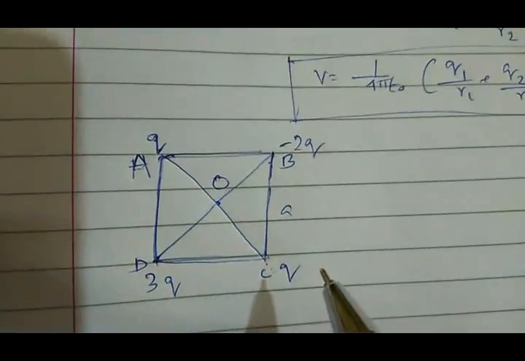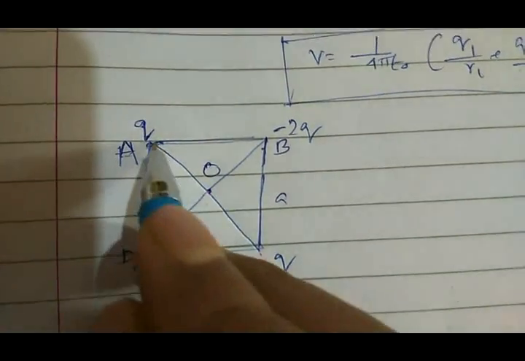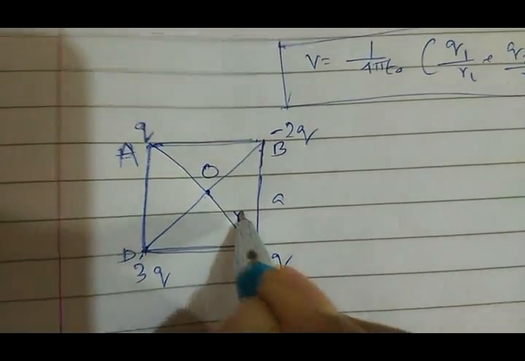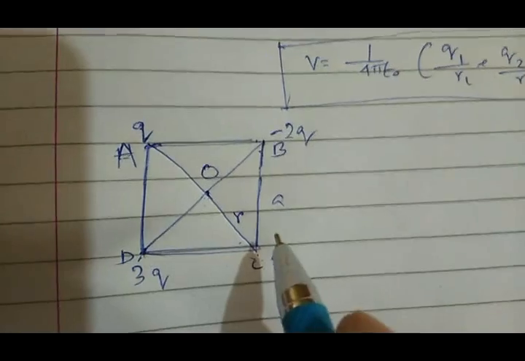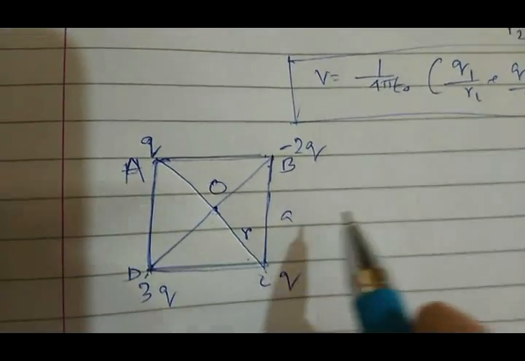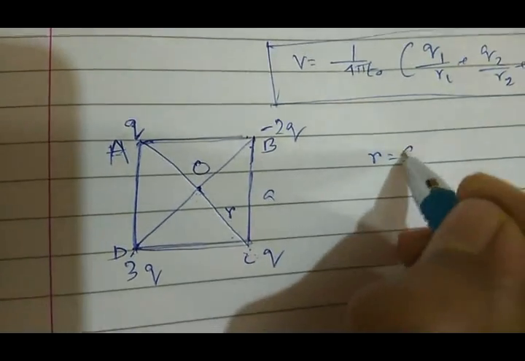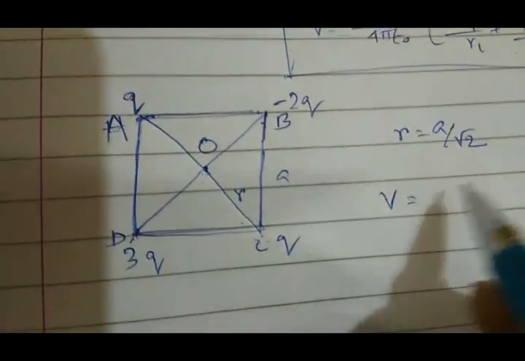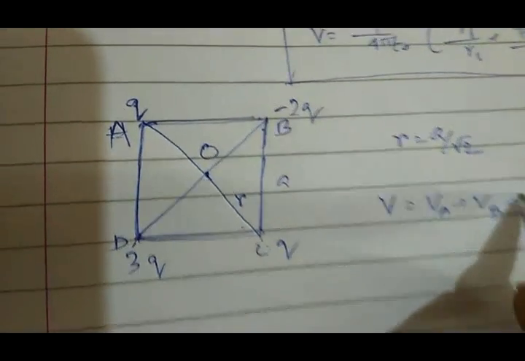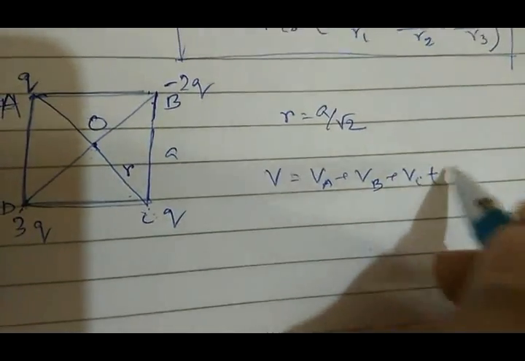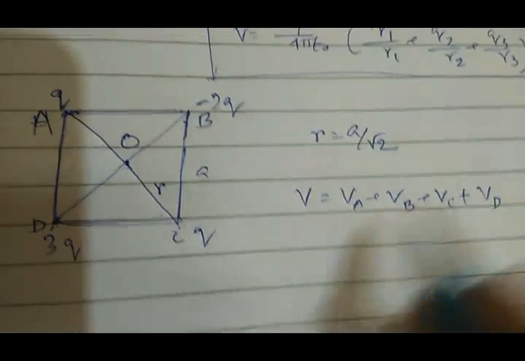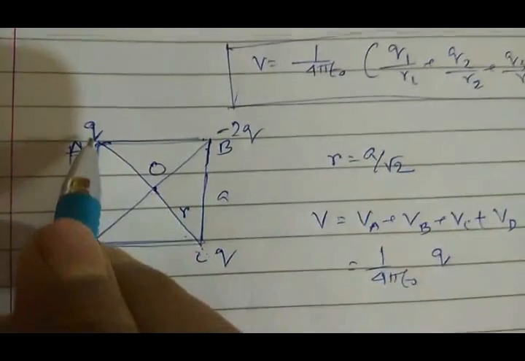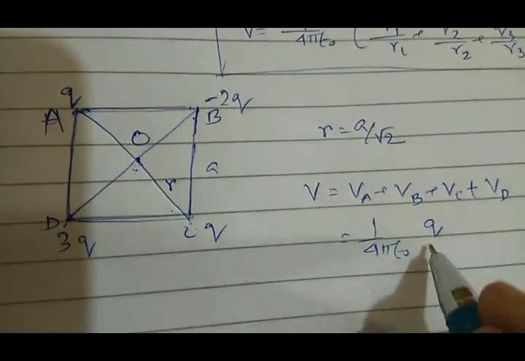Now if the side is A, O being the center, it is equidistant from these charges. So let the distance be R. You can easily find the value of R in terms of A, which will be R equals A by root 2. So total potential at O will be V equals VA plus VB plus VC plus VD. So VA will be 1 by 4 pi epsilon naught Q, the charge here is Q, divided by distance, which we assumed as R.